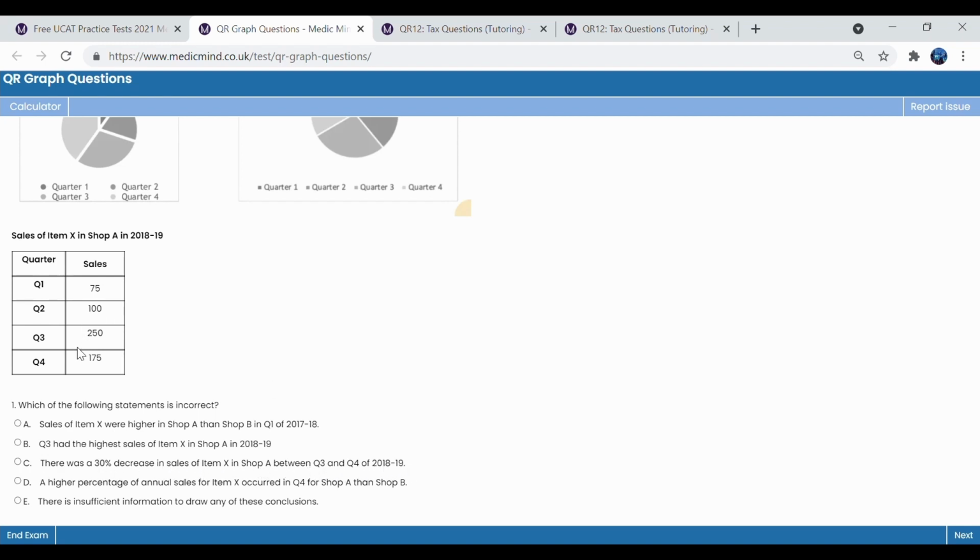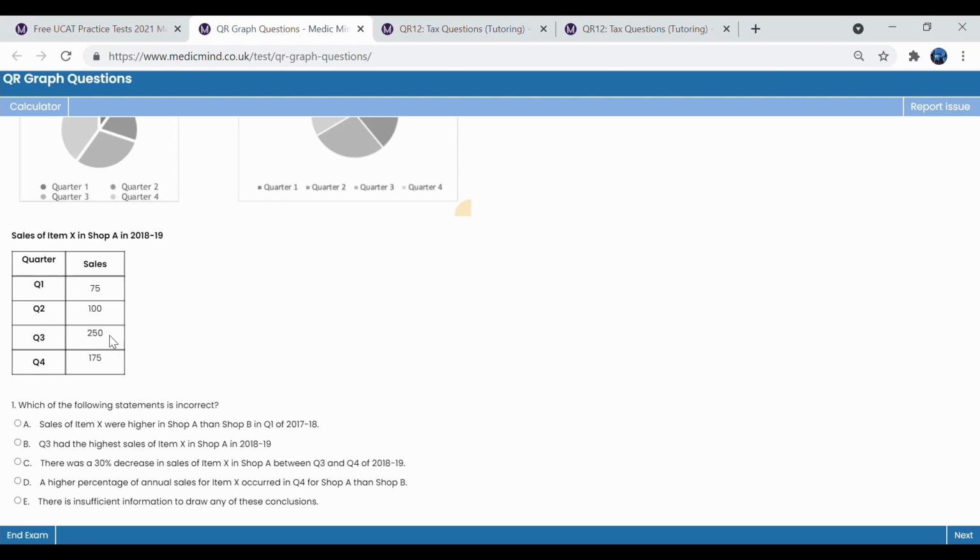So percentage difference is final minus initial over initial. That's the one I like to use personally. So final minus initial, so 175 minus 250 is minus 75, divided by 250. Now I can use a calculator, but I'll try doing it mentally. I think I can, and that'll save some time.